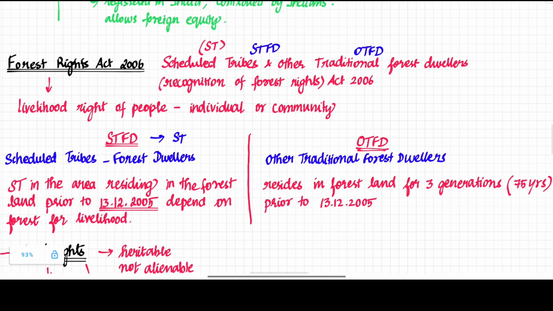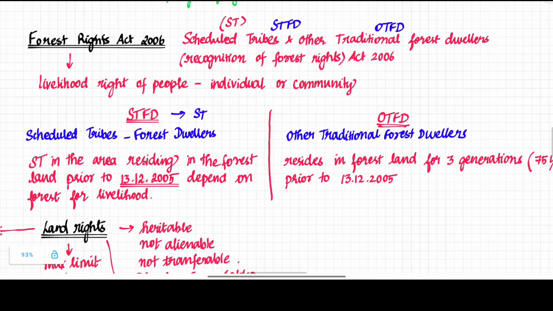Next, we have the Forest Rights Act, which is for the forest dwellers. These forest dwellers need minor forest produce. Therefore, we have scheduled tribes and other traditional forest dwellers. There are two categories of people in the Forest Rights Act 2006. The first one is the scheduled tribes, and the second one is the traditional forest dweller. Right, a tribe and a traditional forest dweller.